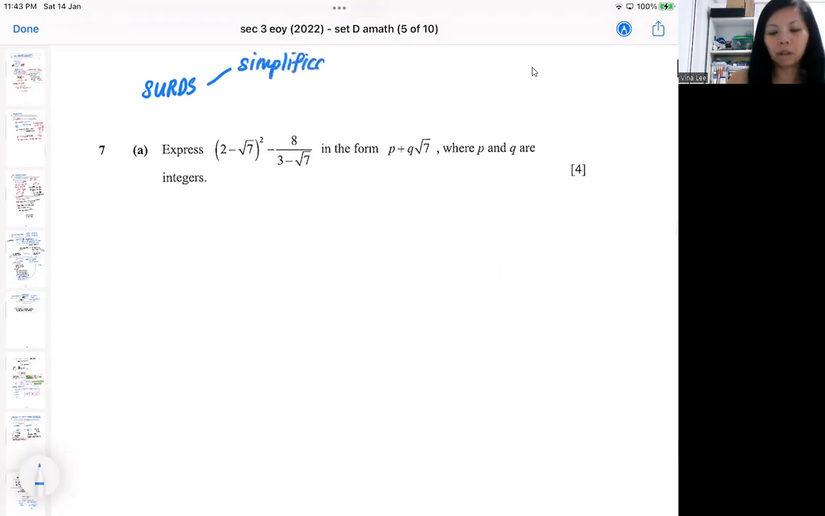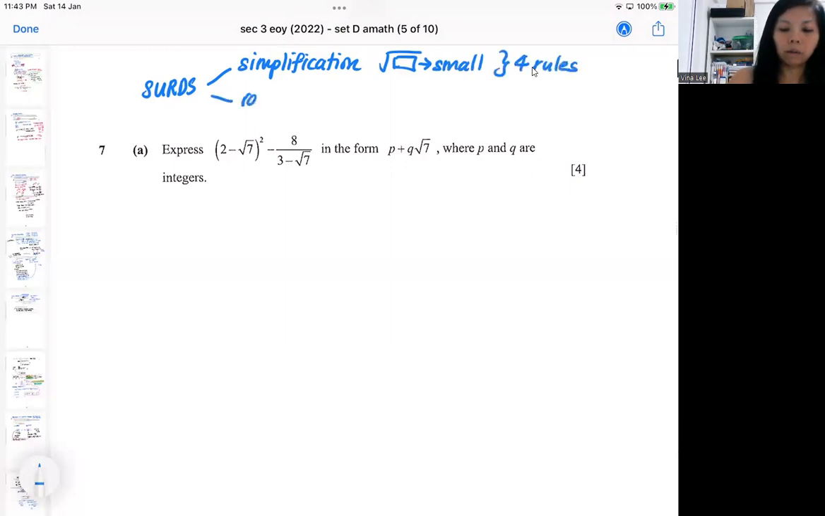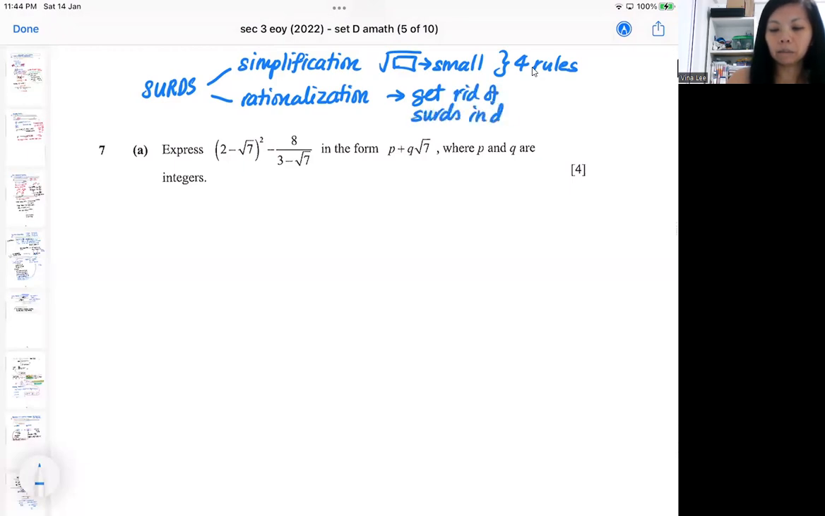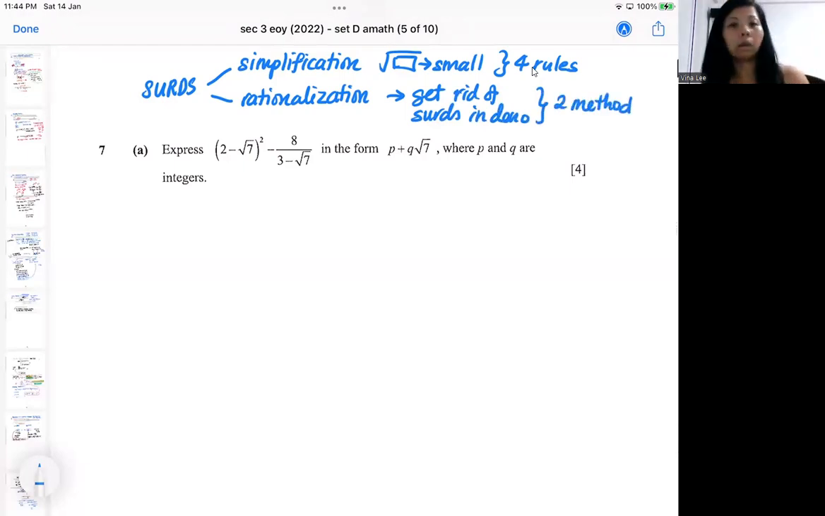For the simplification, that means we try to make these numbers small. There are actually 4 rules for simplification. And then there's also this idea about rationalization. You got to get rid of the surds in the denominator, but it's only in the denominator. There are 2 methods for the rationalization. If you're not so sure, let me know.